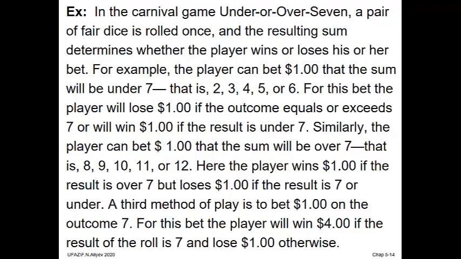Now let's find the probability distribution for the second bet. Similarly, the player can bet $1 that the sum will be over 7, that is 8, 9, 10, 11, 12. Here the player will win $1 if the result is over 7, but lose $1 if the result is 7 or under.